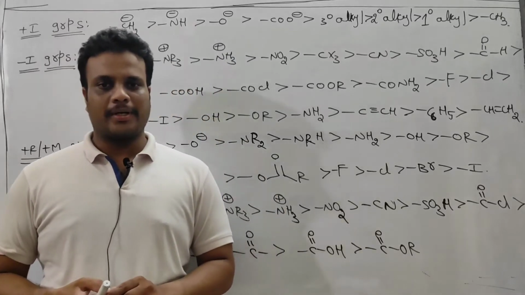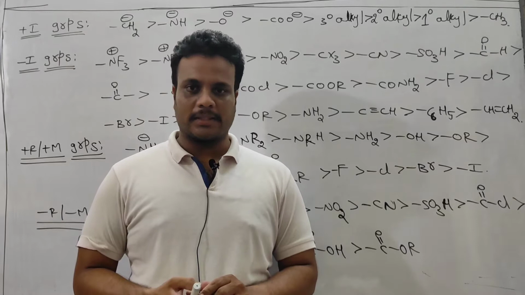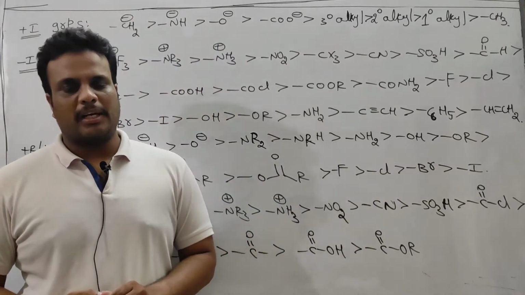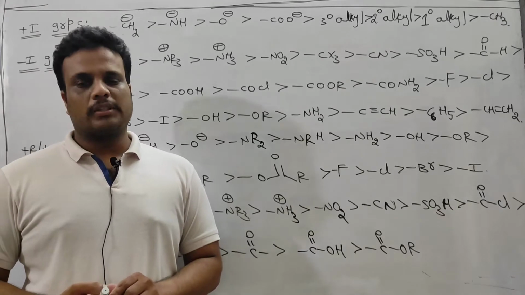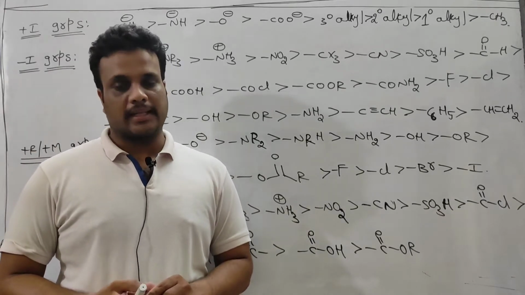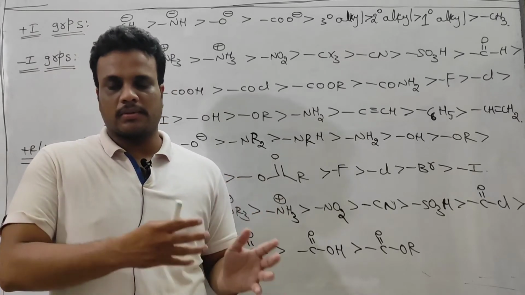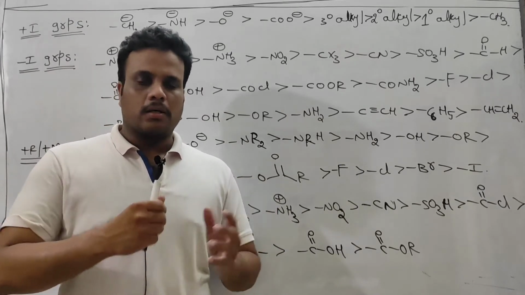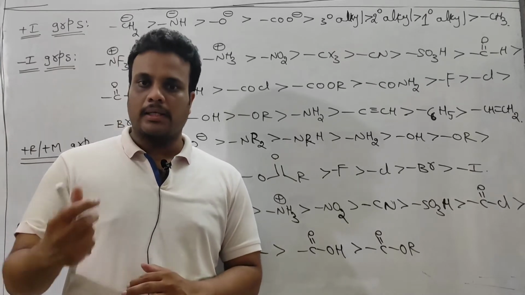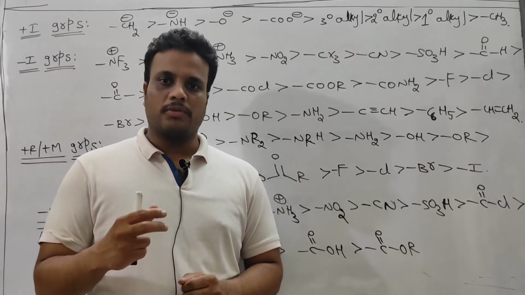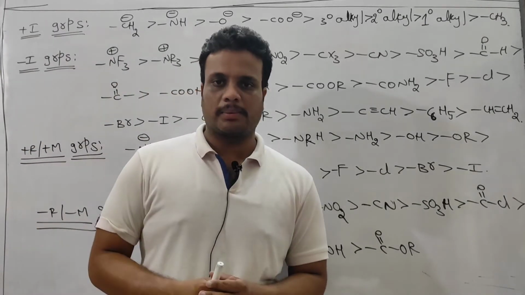Students, today I am going to clarify doubts in minus I, plus I, minus R, plus R groups. Actually, many students have doubts in this topic because we know the same groups sometimes behave as inductive groups as well as resonance groups. I mean, in some particular compounds, a particular group behaves like an inductive group, and in some other compounds that group behaves like a resonance group. So how to understand this concept in detail?